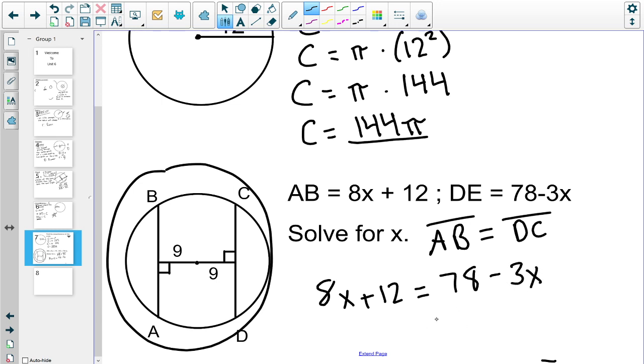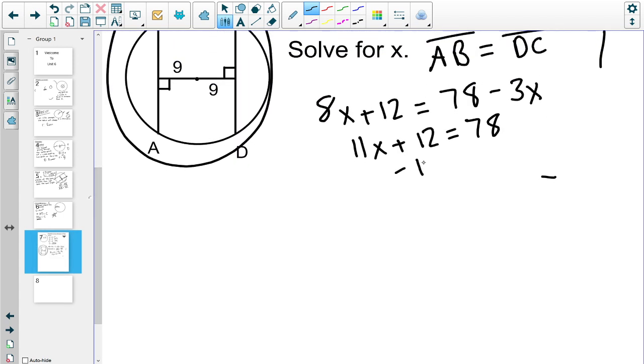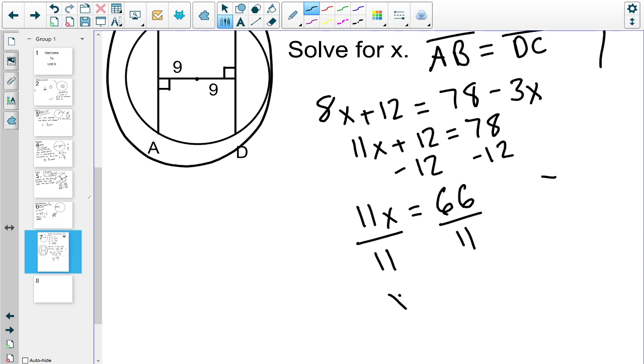And then you guys can do some adjustments here to solve for x, like adding your 3x, so 11x plus 12 equals 78. We can subtract the 12 from both sides. You would have 11x equals 66. And then you want to get rid of that 11 by dividing, because it's multiplied by that x. What you're left with is x equals 6.